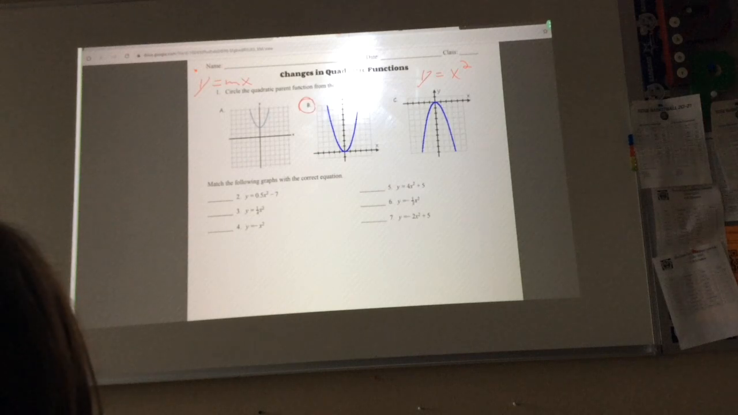Can anybody tell me why A is not the correct answer? Why is A incorrect? Colin? It doesn't go through the origin. Can we all agree with that? It cannot be the original, most simple, basic parent function if it does not go through the origin.